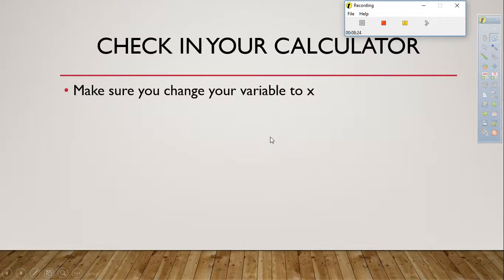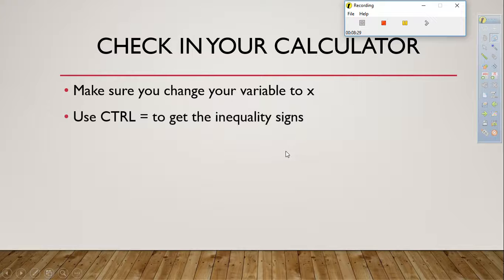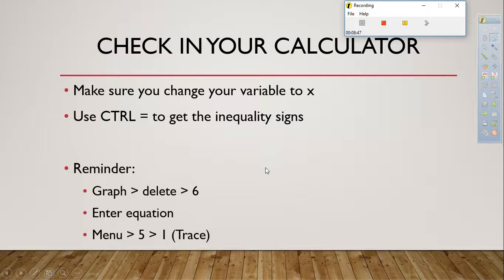Make sure you change your variable to an x because your calculator lives in XY mode. Use control equal to get those inequality signs, and double check and make sure that you have the correct symbol typed in because that is a big part of this problem. Just a reminder, we graph and delete 6 to get into relation mode. Enter the equation how it looks and use menu 5-1 to trace. Solution symbols should be pointing in the direction of your shaded area. Your calculator will take care of all of that work for you.